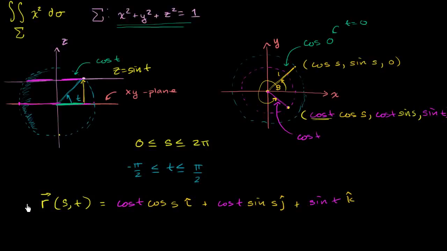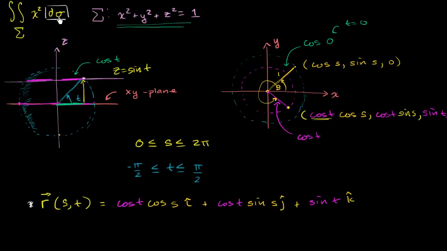Now that we have our parameterization right over here, let's get down to the business of actually evaluating this surface integral. It's a little bit involved, but we'll try to do it step by step. The first thing I'm going to do is figure out what d sigma is in terms of s and t, in terms of our parameters.